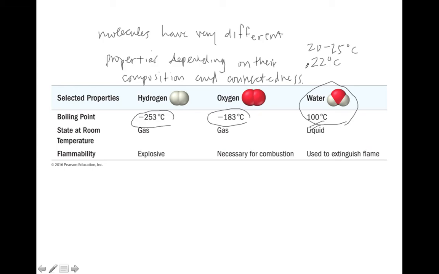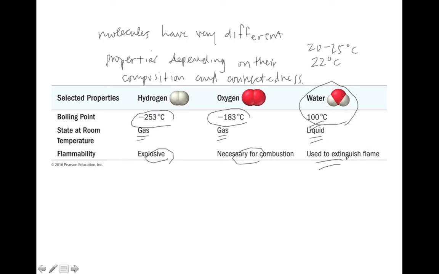So Tro's using water as an example. Hydrogen, very low boiling point. Oxygen, very low boiling point. Put these guys together and boom, you get something very stable at room temperature. So state at room temperature, this is a gas and this is a liquid at room temperature. And then also the flammability. This is explosive, and this is not very stable. So the point is that molecules have very different properties depending on their composition or connectedness.